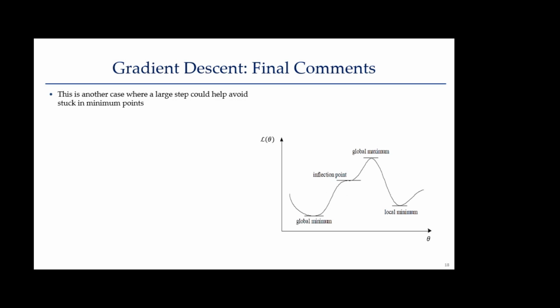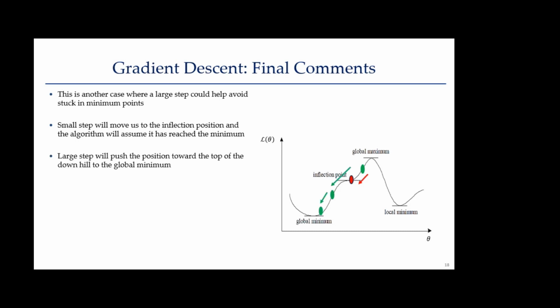This is another case when a large step could help avoid getting stuck in a local minimum point. Assuming this is our starting point, using a small step will get us into this inflection point where there is no change, and in this case gradient descent will stop and assume we already reached the minimum point. However, if we choose a large step, it will drive us over the inflection point and help us reach a better minimum point.